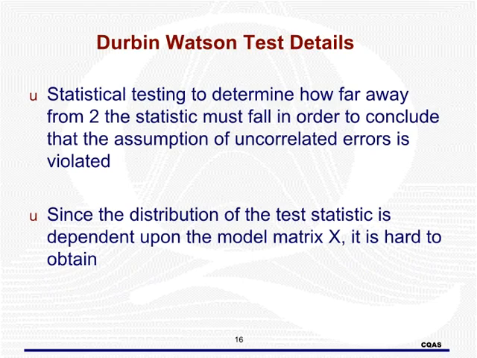Here are some of the details for this test. We are basically trying to see how far from 2 the test statistic must fall to reject the null hypothesis. This is because if the test statistic equaled 2, then the observed lag 1 autocorrelation would be 0. This number is quite hard to obtain since the distribution for the test statistic is dependent on your model matrix.